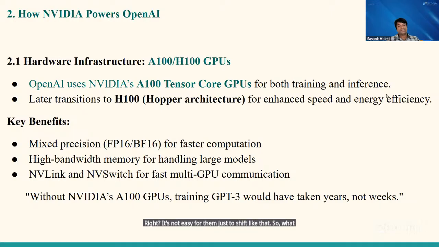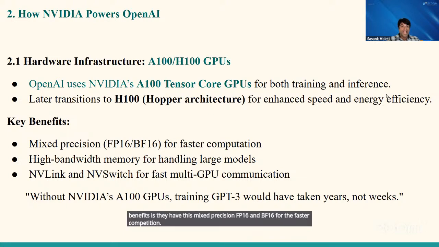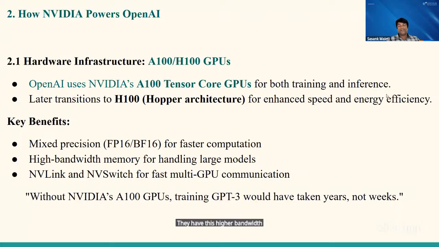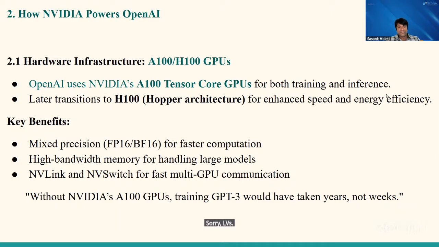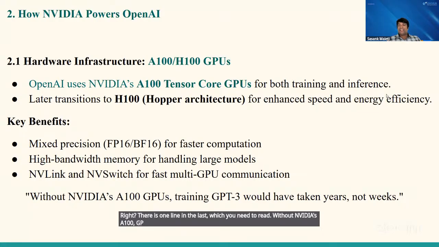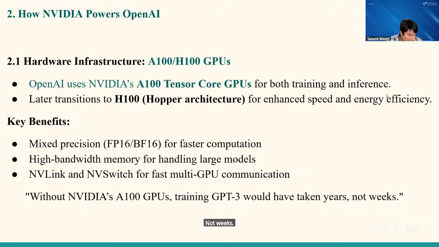So the key benefits are mixed precision FP16 and BF16 for faster computation, higher bandwidth for handling larger models, and NVLink and NV switch for faster multi-GPU communication. There is one line at the end which you need to read: without NVIDIA's A100 GPUs, training a GPT model would take years, not weeks. So that is what Nvidia has done for companies such as OpenAI.